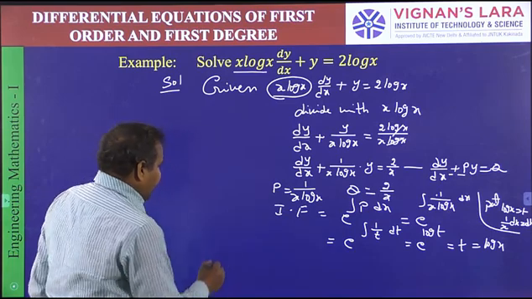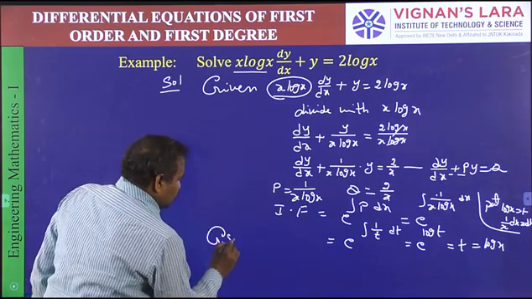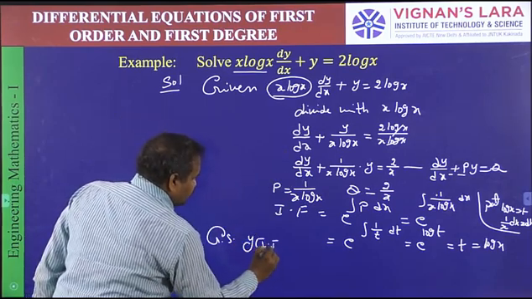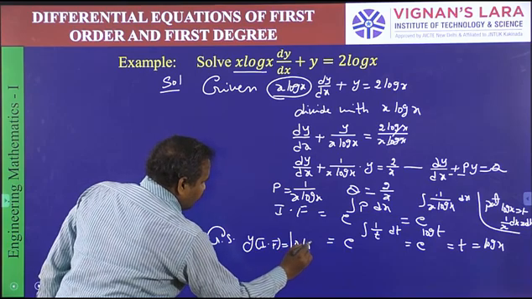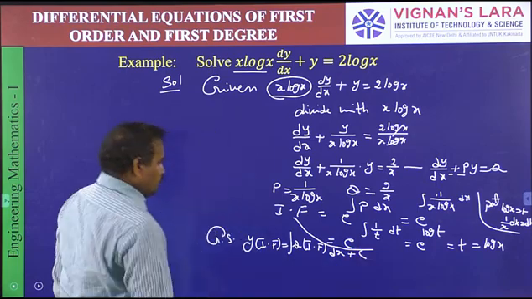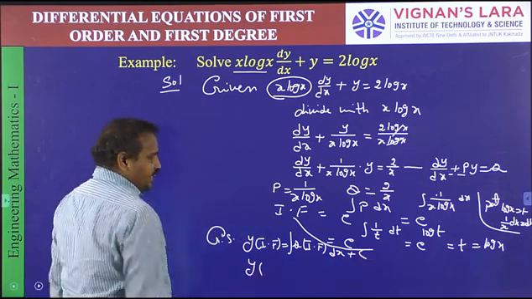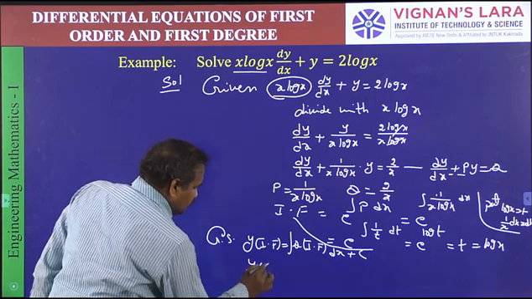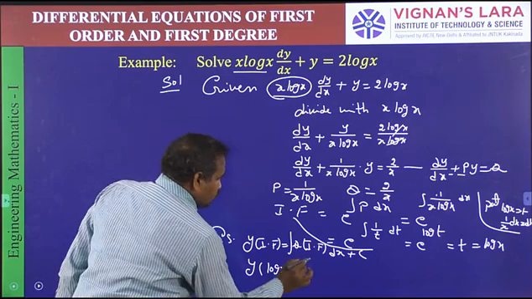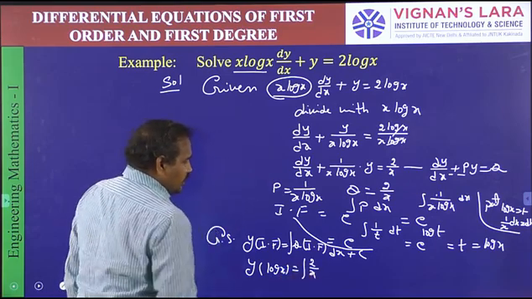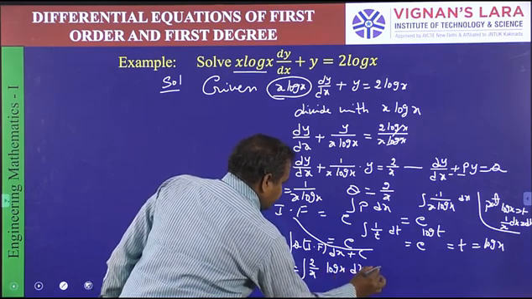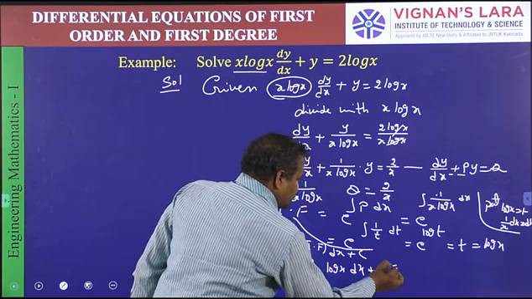Now write the general solution. This is linear in y. y into the integrating factor is equal to integral q into the integrating factor dx plus constant. What is the integrating factor? Log x. What is the value of q? 1 by x. The integrating factor is log x, dx plus c. The same substitution is used here also.